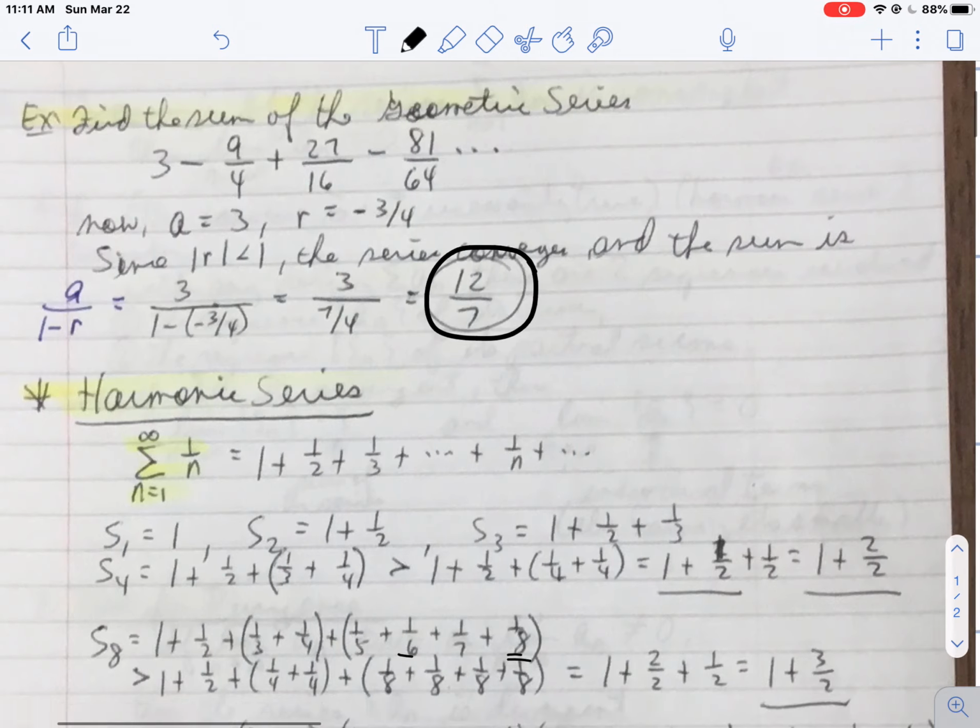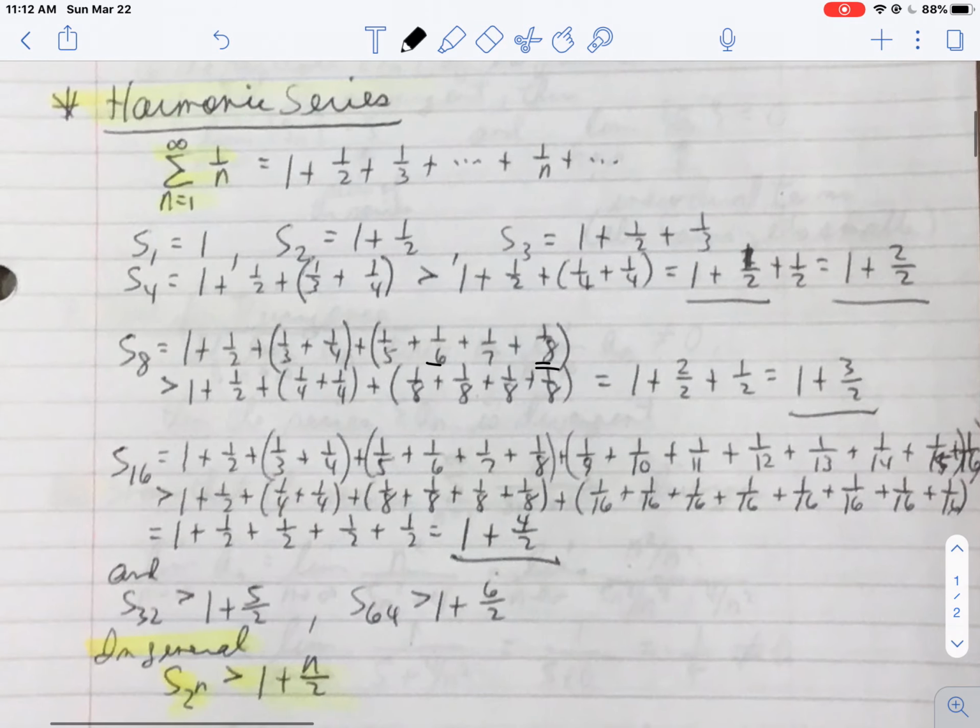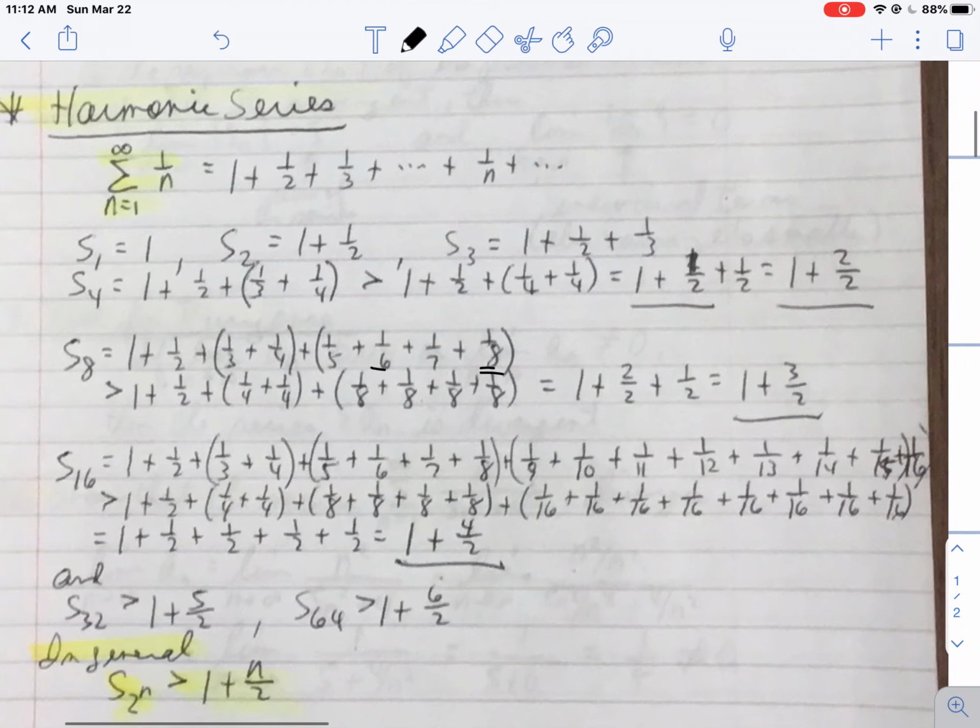This next series that we're going to talk about, the harmonic series, is a pretty important series going forward, in looking at or determining whether series are convergent or divergent, which is going to be our primary task.